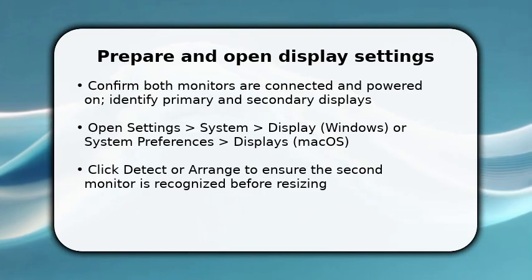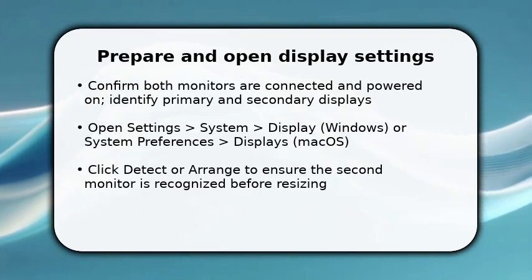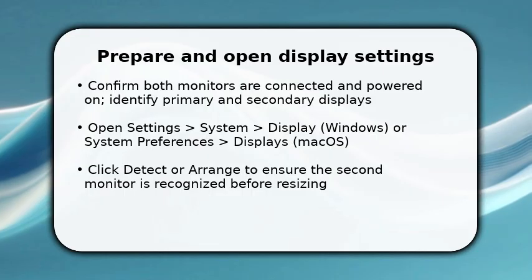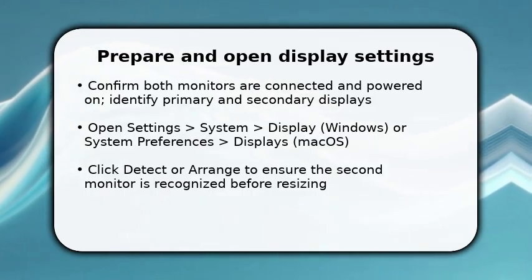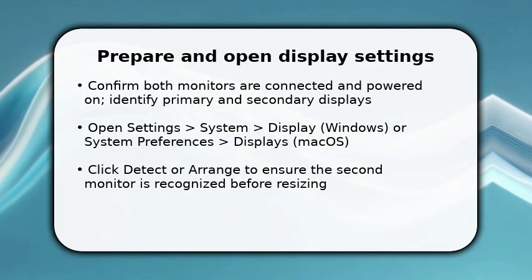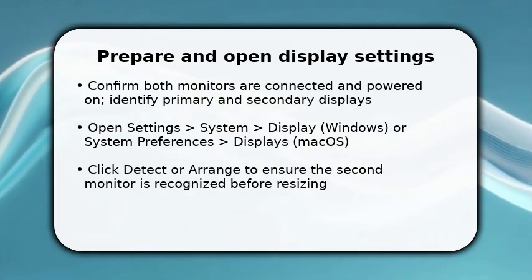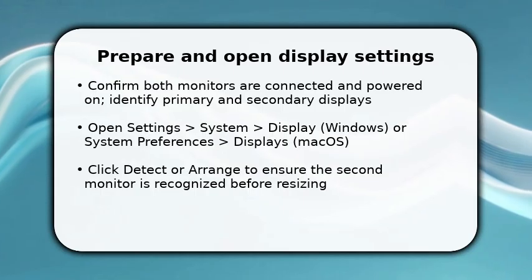Enjoy the video. You start by confirming both screens are connected and powered. This avoids wasted steps. Once done, open System Display Settings. On Windows, go to Settings System Display. On Mac OS, open Displays. You should see two rectangles representing monitors.